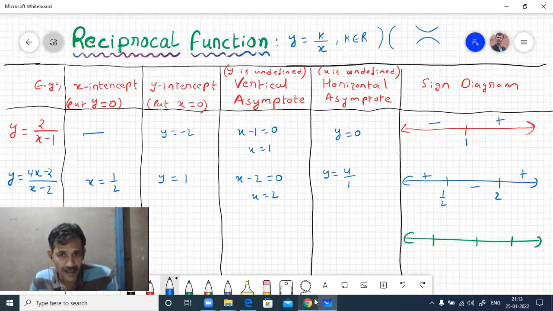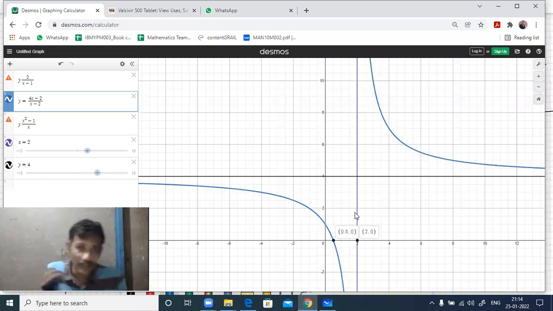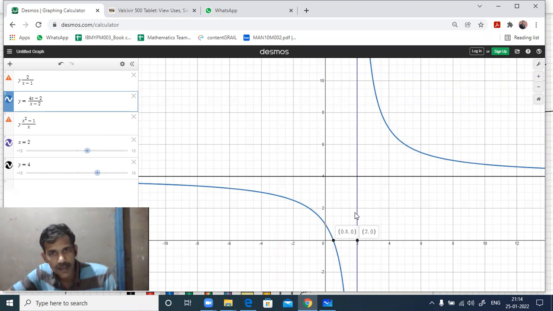And we can even tell the behavior of the curve when it approaches the asymptotes. When x values are approaching 2 from the left side, f of x approaches minus infinity. And when you are approaching 2 from the right side, y values approach plus infinity.